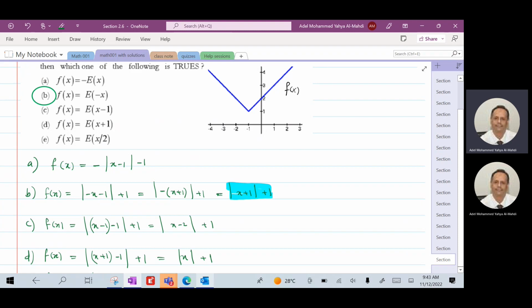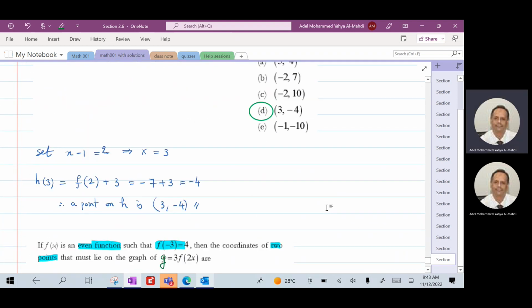we know that the graph of absolute value of x is like this. Plus 1, we will shift 1 unit like this. Then 1 up, it will be like this one. So the graph is for this one. You can check with yourself for these. So this is the end of this.